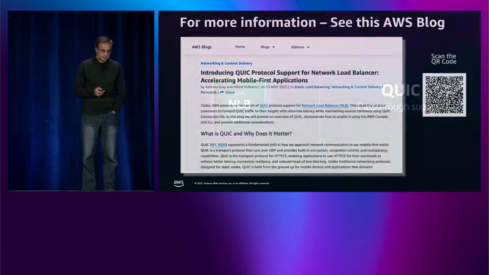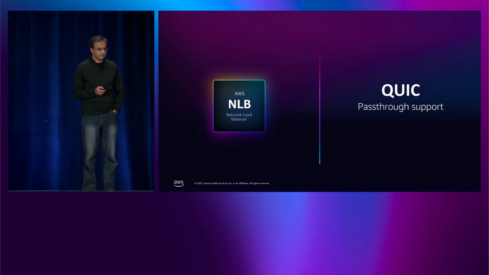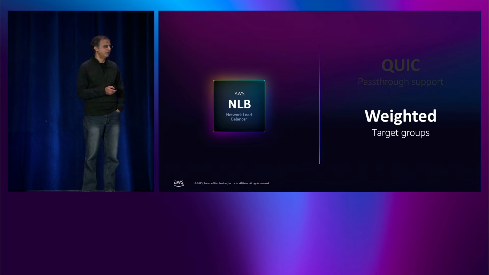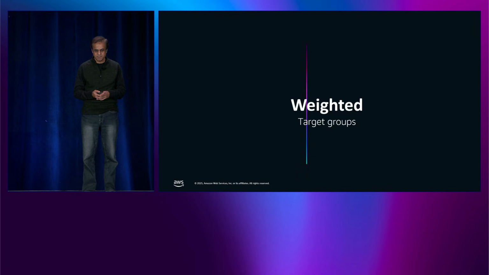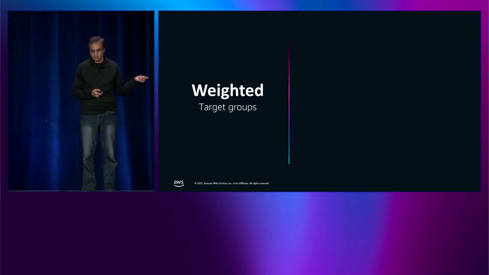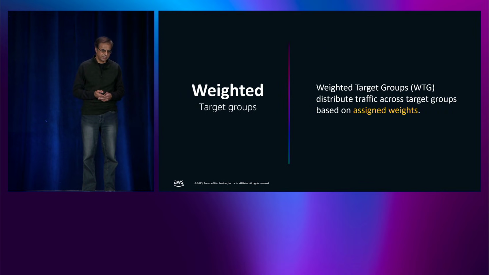Now, that concludes our QUIC feature. I'll do a quick overview of the other 3 features. So the second feature we launched is weighted target group. This feature is now available on NLB. Jamie did a great job, you saw that on the ALB. NLB also supports a weighted target group now, which allows you to distribute traffic based on configuration of weights on different targets.